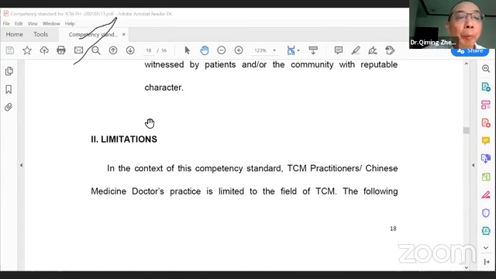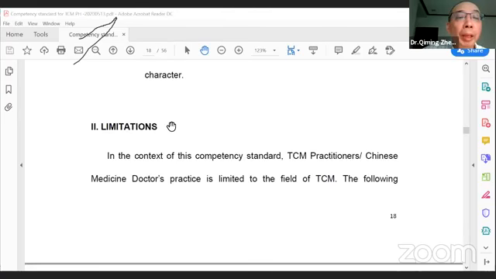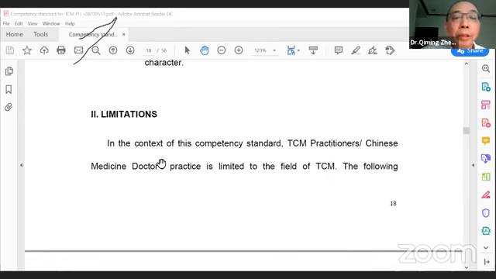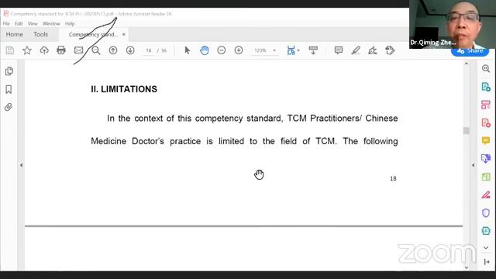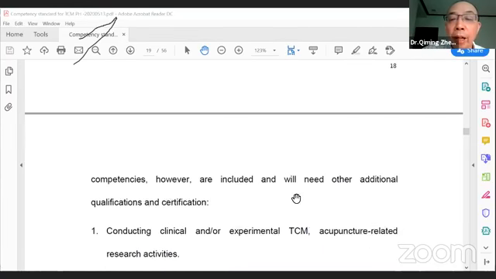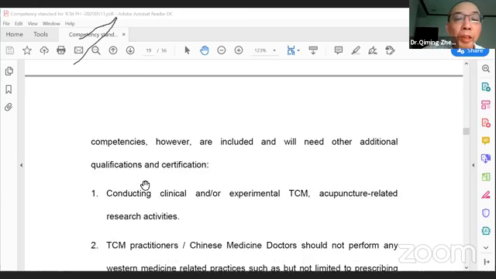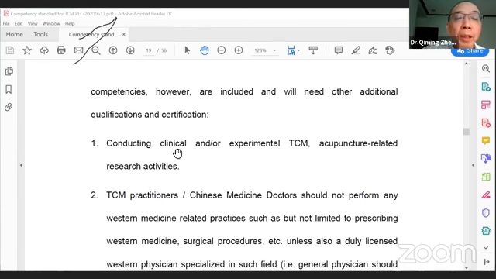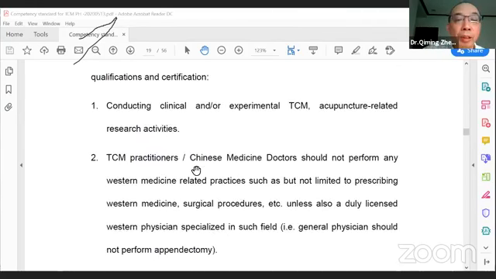Here we would like to, second point, we would like to emphasize the limitations. In the context of this competency standard, TCM practitioners or Chinese medicine doctors practice is limited to the field of TCM, the TCM only. The following competencies, however, are included and will need other additional qualification and certification. Conducting clinical and or experimental TCM, acupuncture-related research activities.